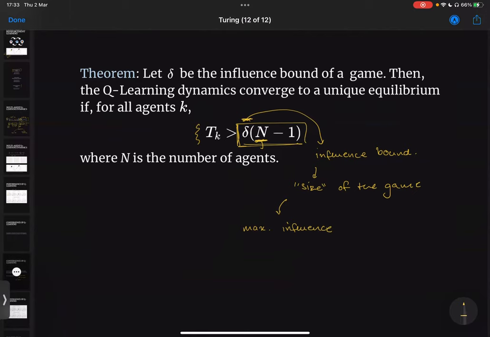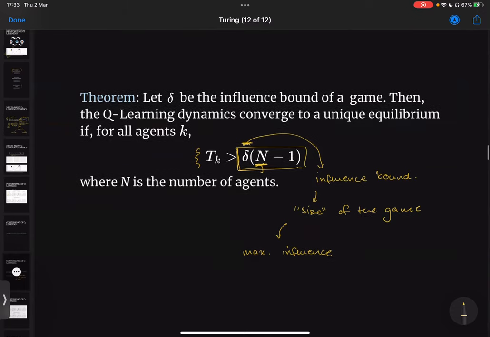Similarly, if we think about this in terms of bounded rationality, what this is saying, from an economic perspective, is if the agents are sufficiently irrational, then they will converge to an equilibrium. Again, it doesn't roll off the tongue so easily. So when I was thinking about this, I was thinking about it from a slightly different perspective, more from a different interpretation of what the temperature actually means.